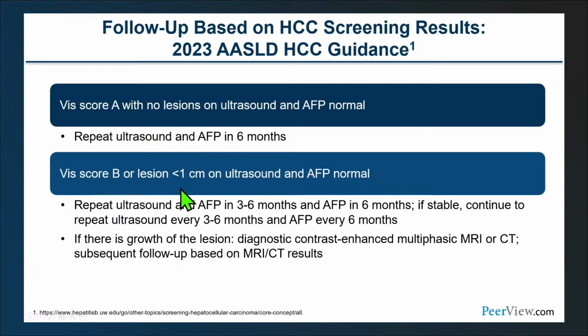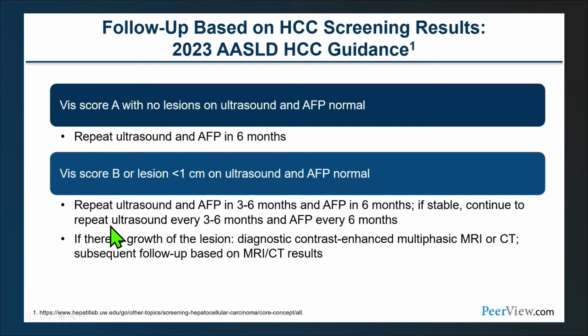If visualization score is B, or they see a 1 centimeter lesion, AFP normal, they would start recommending every 3 to 6 months, depending. If they see a lesion, it's every 3 months, you should bring them back and repeat the AFP. And then you bring them back 2 consecutive times, and if it's stable, you can go back to every 6 months. If, on the other hand, there's growth of the lesion or any concern that this lesion is greater than 1 centimeter, then you need to do, again, a diagnostic contrast-enhanced CT scan or MRI with subsequent management of these individuals.